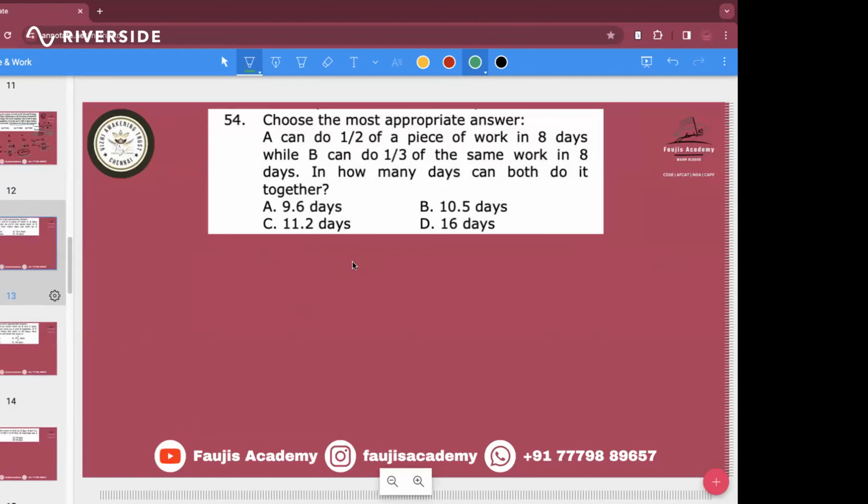A does half a piece of work in 8 days, that means completion, how much? You will take 16 days. Right now, B does 1/3 of the work in 8 days. So B will take completion, how much? 24 days. In how many days are they working together? 48. 3 plus 4.